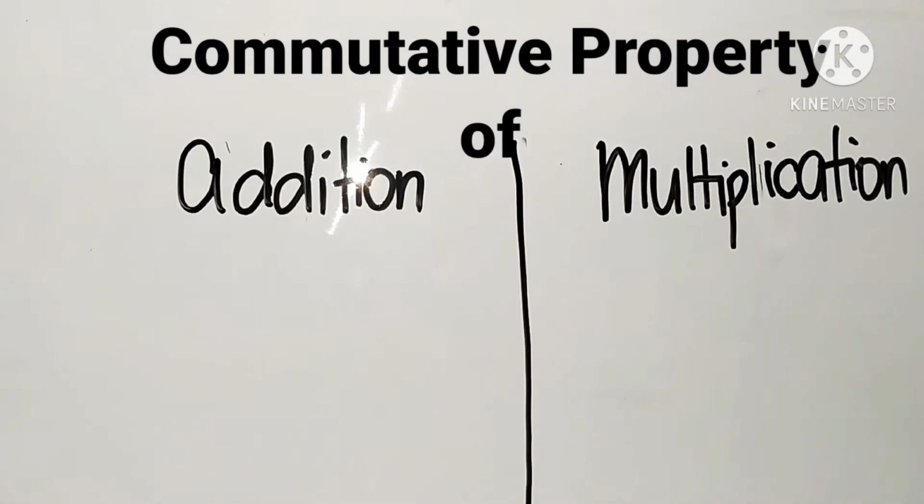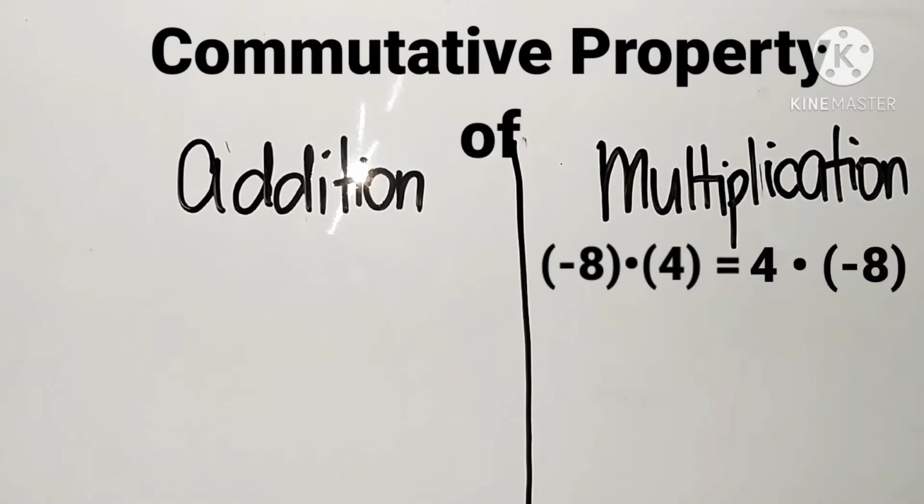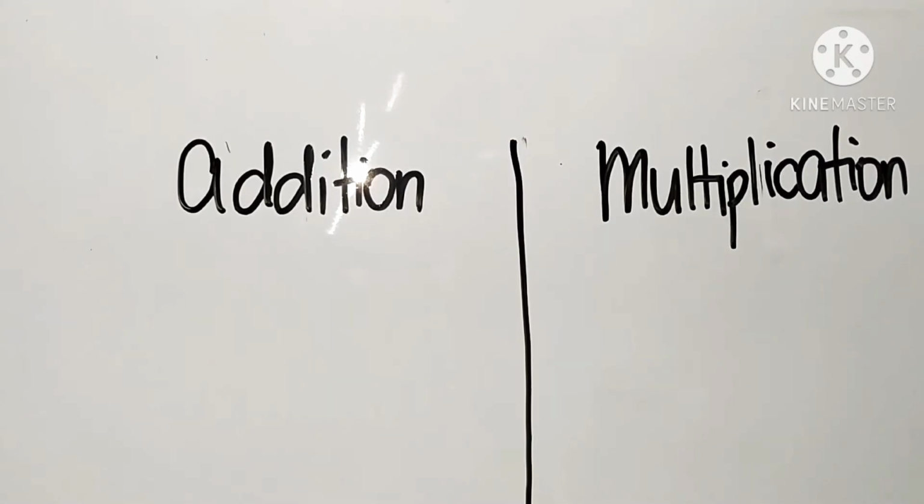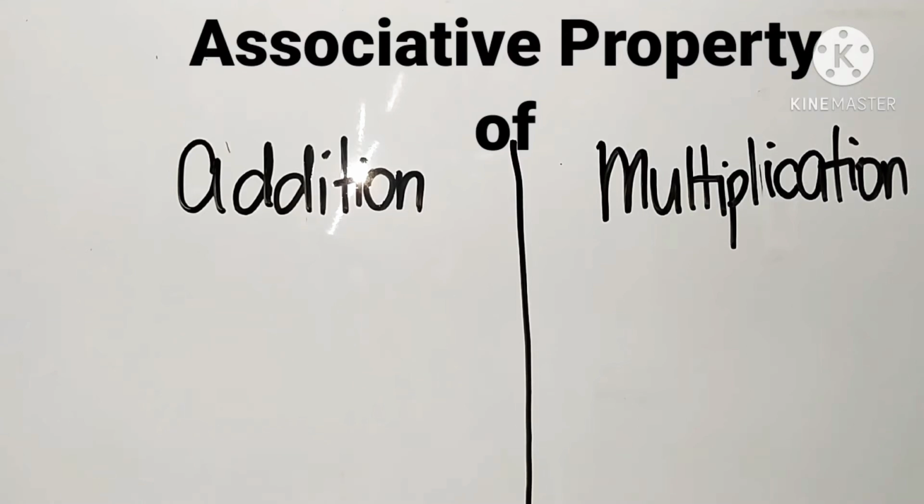Another example, negative 8 times 4. Changing the order, it will become 4 times negative 8. The result of both arrangements is negative 32. So, for both addition and multiplication, the order did not affect the product and sum. Third property is the associative property of addition and the associative property of multiplication.